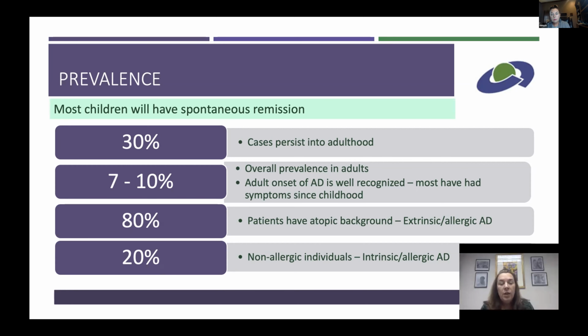So in adulthood, about 7 to 10% of adults currently live with AD, and adult onset of AD is actually very well recognized. But when we do a greater history of those patients, we find that many of them actually have had atopic dermatitis since childhood. It's also important to note that about 80% of those patients have some type of atopic background, whether that's extrinsic or allergic atopic dermatitis. And then 20% have intrinsic or non-allergic AD.